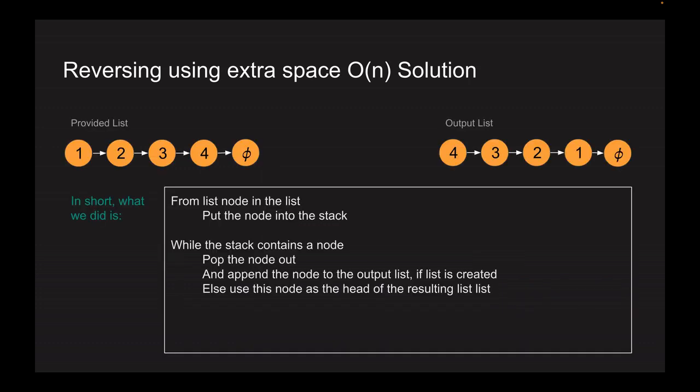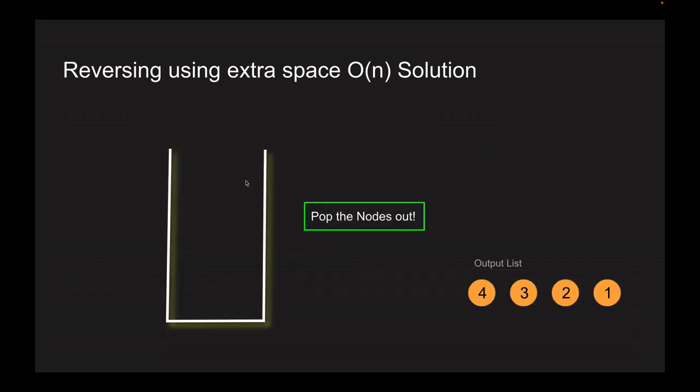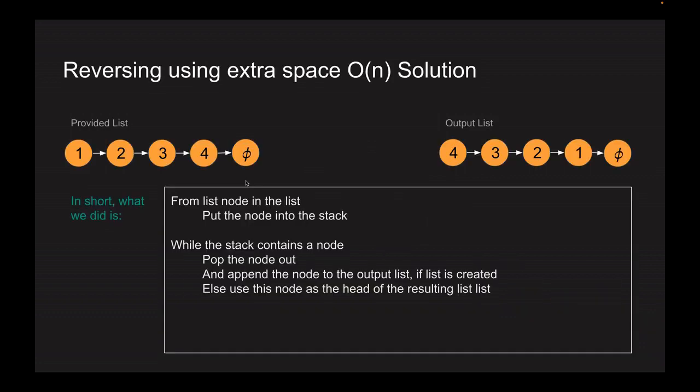So in short, from the list which we have provided, we put each and every node into the stack. Once that is done, our stack is filled and we have iterated the input list entirely. Then we can go ahead with the second step, where we take out the nodes one by one from the stack.